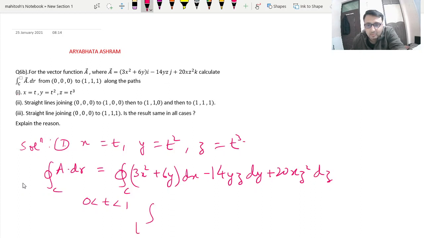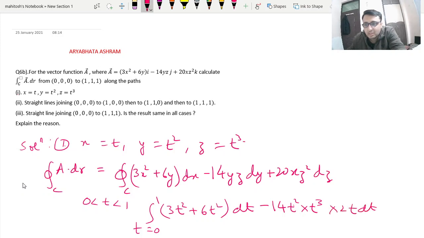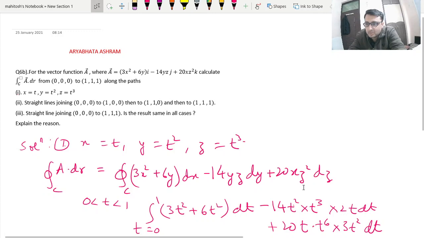Okay. Now limits, the limit of t will run from 0 to 1. So we can put (3t square plus 6t square) dx is your dt, minus 14 y is your t square, yz is your t cube, and dy is your 2t dt, plus 20x is your t and z is your t cube. So z square will be t to the power 6 and dz is 3t square dt.